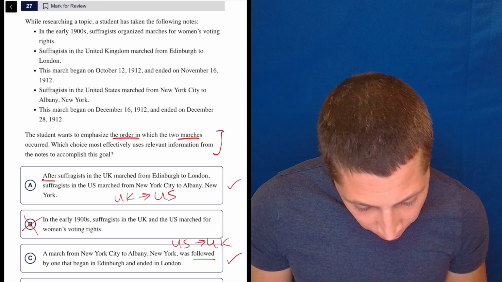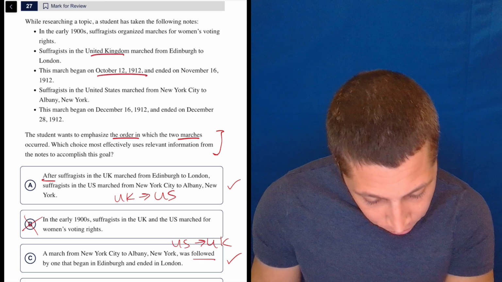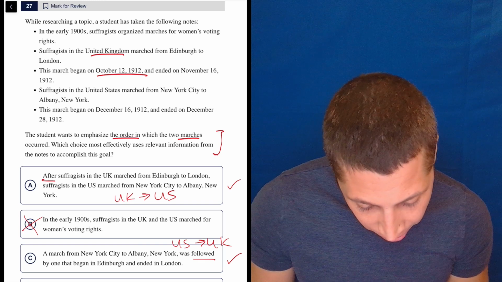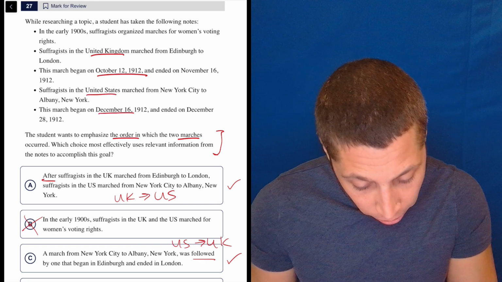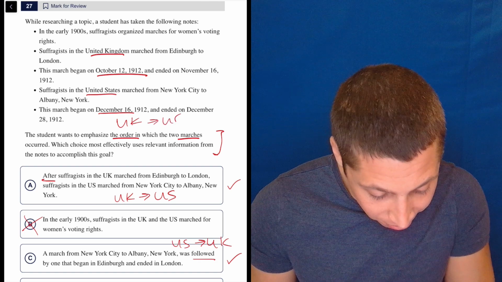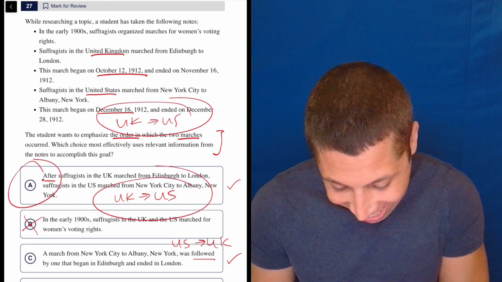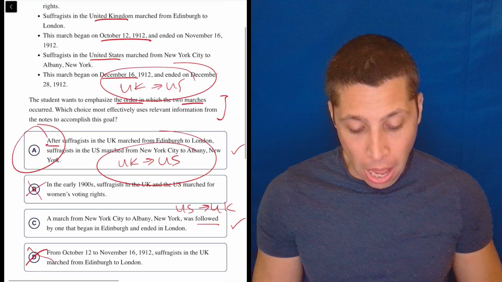So the UK was October 12th, 1912. The US was December 16th, 1912. So the correct order is UK to US. That is in choice A. So that's the answer. Done.